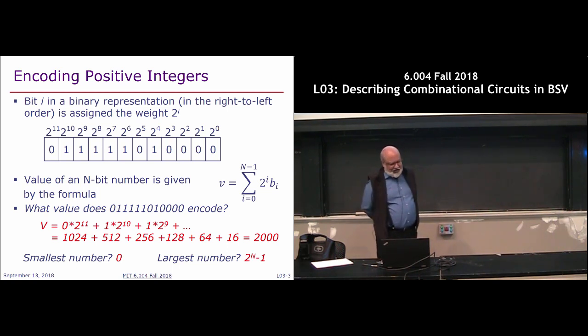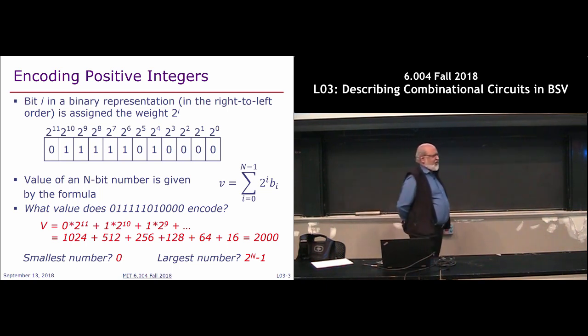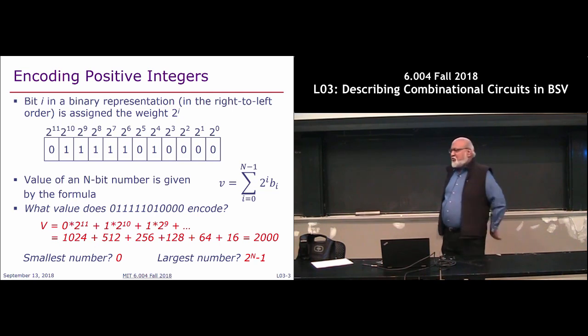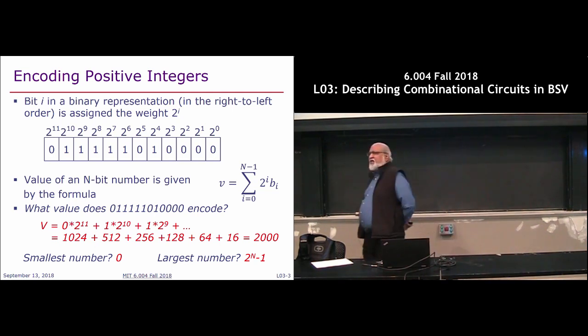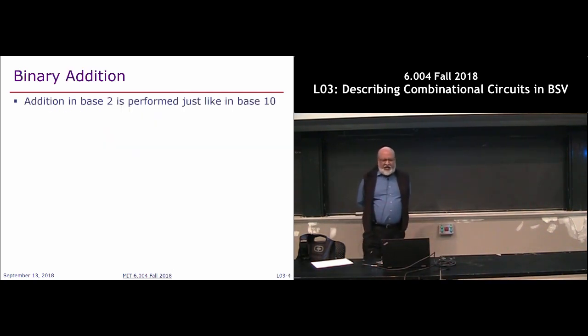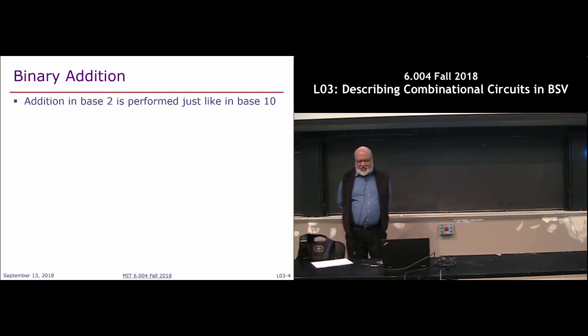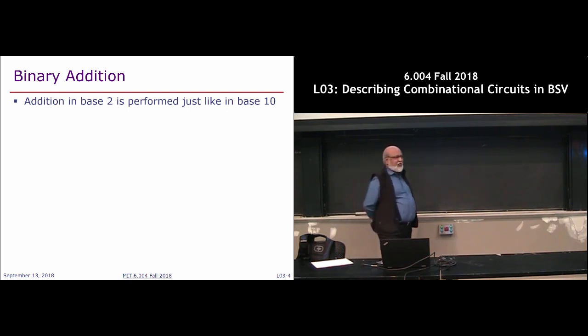Very good. So we can do 2 to the n because we are a zero-based system, so from 0 to 2 to the n minus 1. All right. Now, let's see if we can do binary addition using base 2.